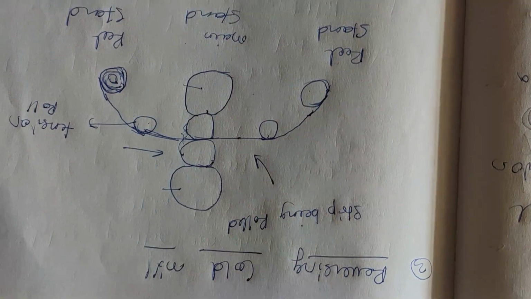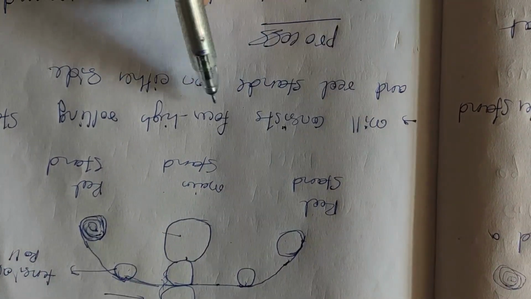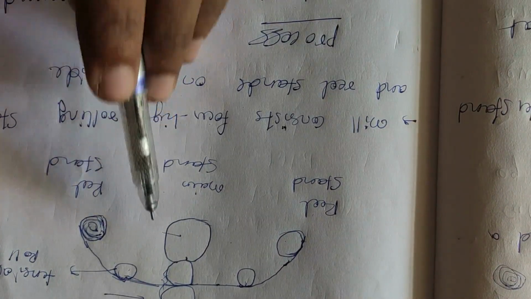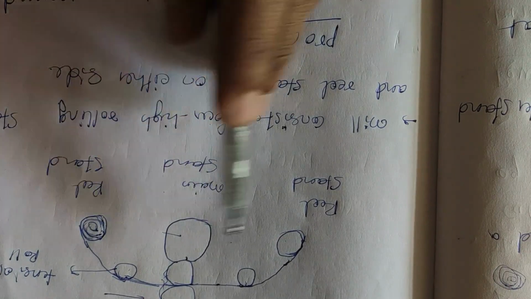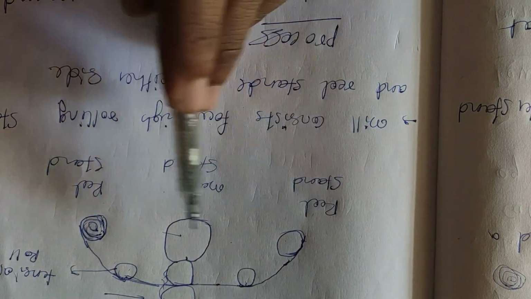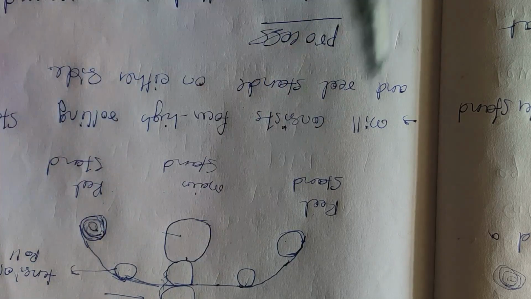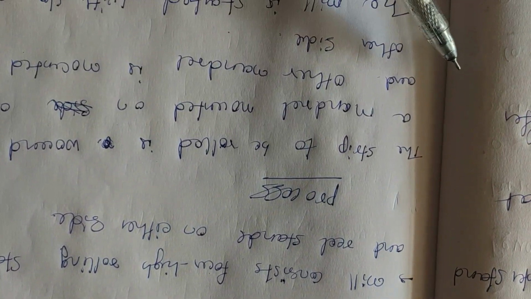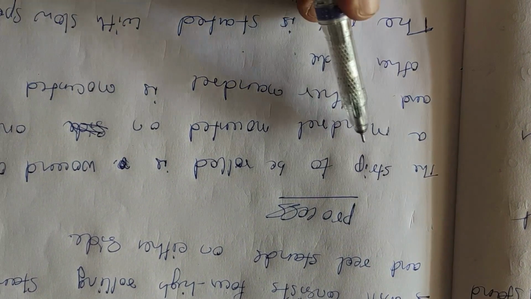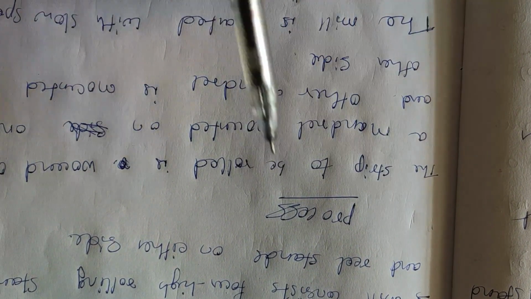Now we will discuss it. A mill consists of 4-high rolling stands and reel stands on either side. So reels on either side, as well as 4-high rolling mills. Now we will see the strip. What is the process going on here?